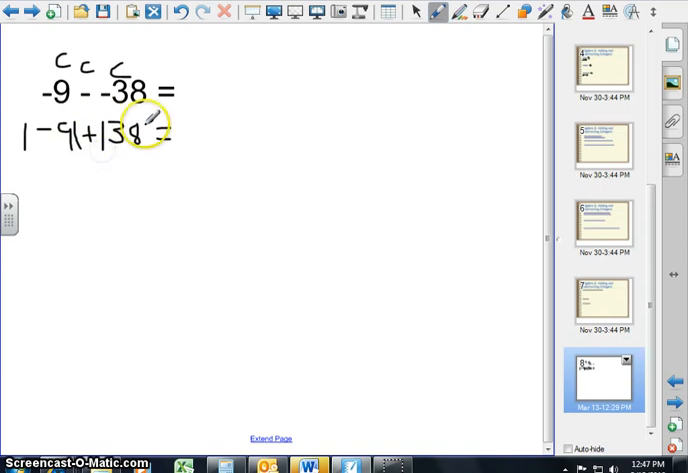So remember, absolute value is distance from 0. The absolute value of 38 is a positive 38. Now the absolute value of a negative 9, its distance from 0, is positive 9. So what I'm left with is 38 minus 9, because step 2 says to subtract those absolute values. So I go ahead and do my subtraction. I go 38 minus 9, which is going to give me 29.